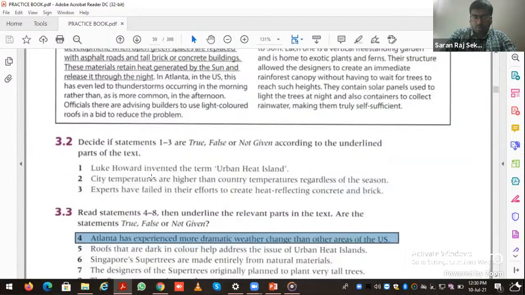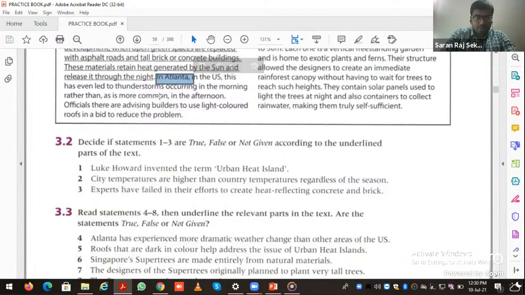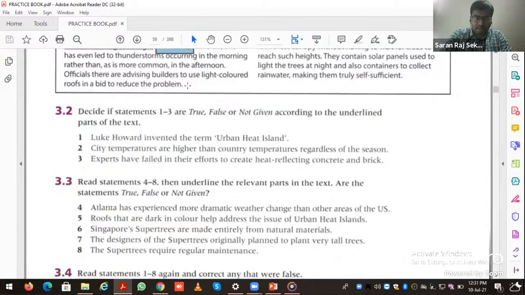So now let's look for Atlanta in the passage. When you see here, Atlanta is here. In the US, this has even led to thunderstorms occurring in the morning rather than, as is more common, in the afternoon. And officials are advising builders to use light colored roofs to reduce the problem. I think if you see here, they have mentioned some information regarding Atlanta.